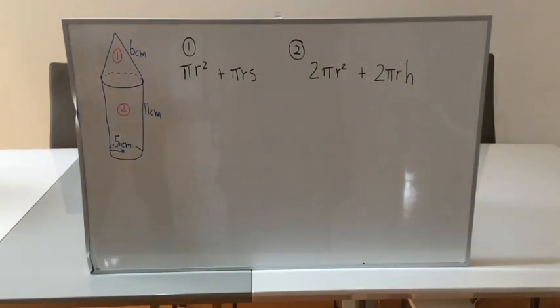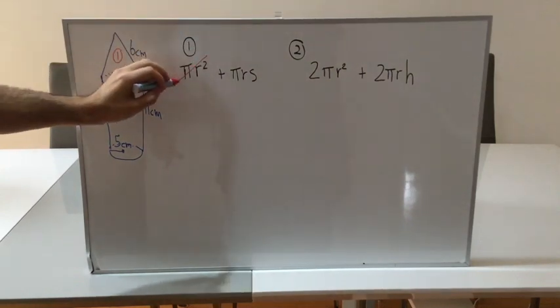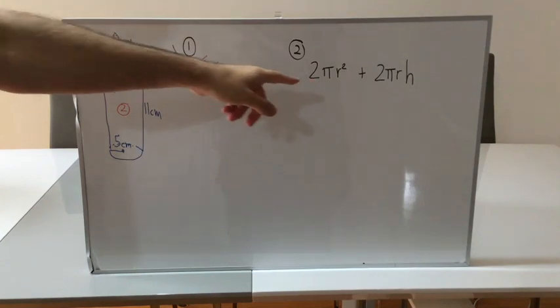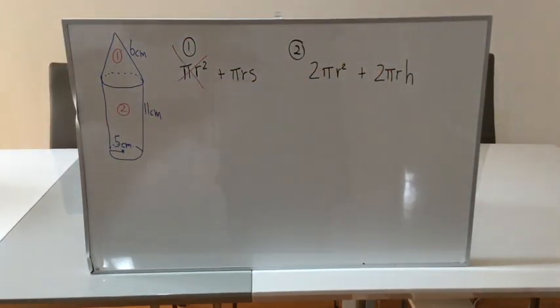If you crossed out that part there, that's correct. You don't need the circle part of the formula because you can't see it when you're looking at this shape from the outside. Now let's do the same thing with the cylinder shape. This is the formula for an entire cylinder.